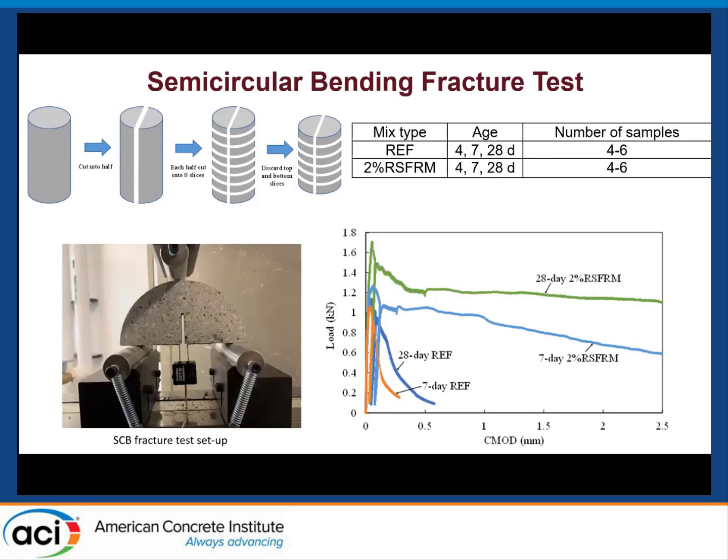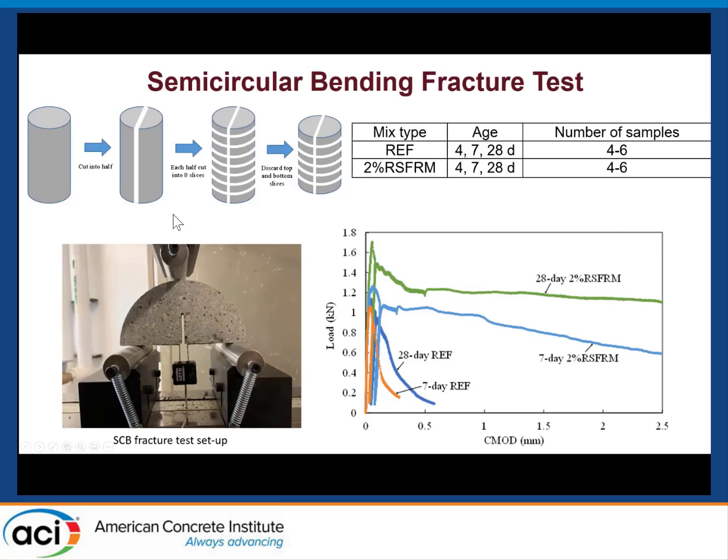So after the mechanical property test, we did a semicircular bending fracture test. The SCB fracture test was developed by myself when I was a student at Texas A&M University. The test can be used to test concrete fracture properties for the famous two-parameter fracture model. Conventionally, we use a beam specimen to test concrete fracture. However, making a beam specimen is both labor and material intensive. Beam specimens are also very hard to extract from the field. Therefore, I developed the SCB fracture test.